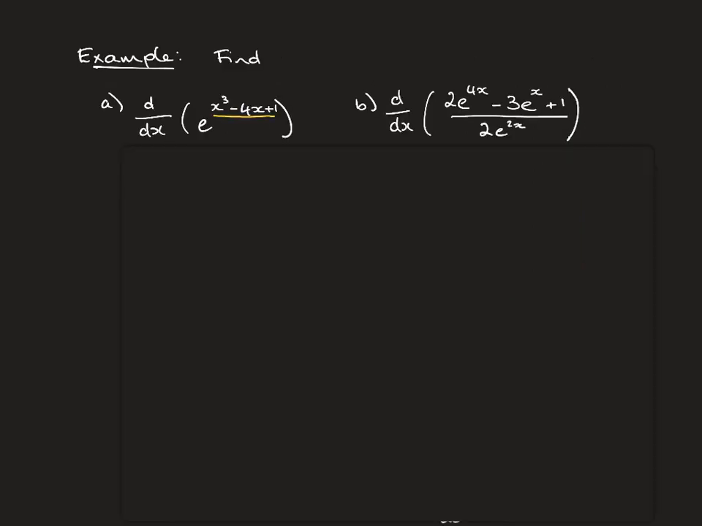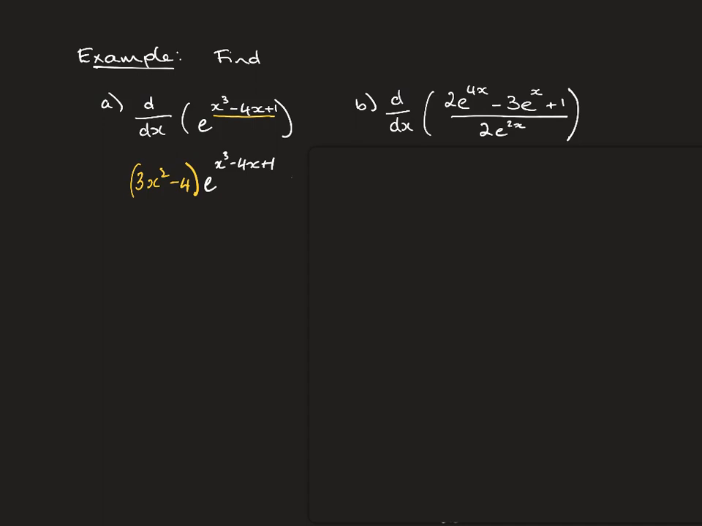So let's use the formula to find the derivative of some exponential expressions. So we've got e raised to a cubic, and so this function here is like a chain rule, and so we're going to find the derivative of this multiplied by e to the power of this. So the derivative of x cubed minus 4x is 3x squared minus 4, and then you multiply it by the outer function, which is e to your original function. Easy enough.